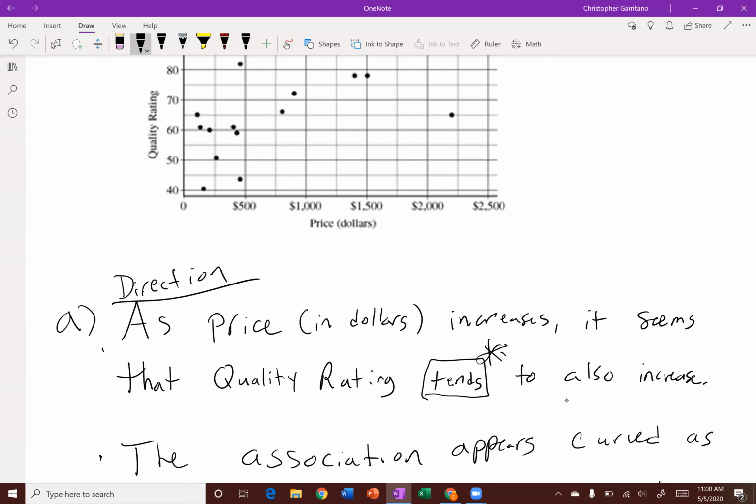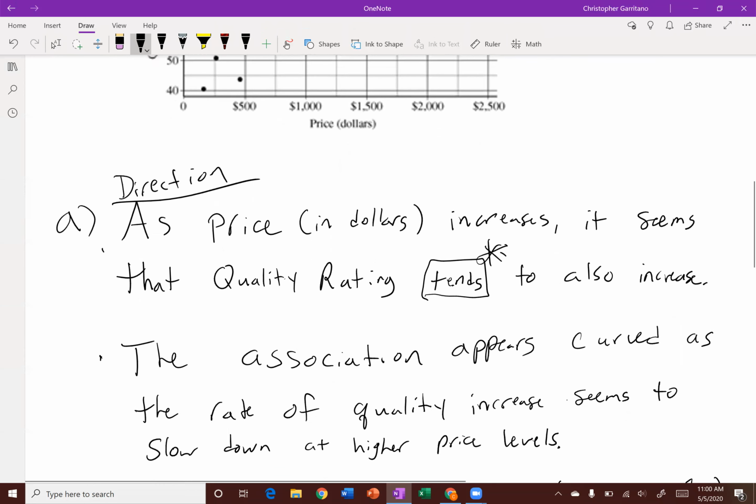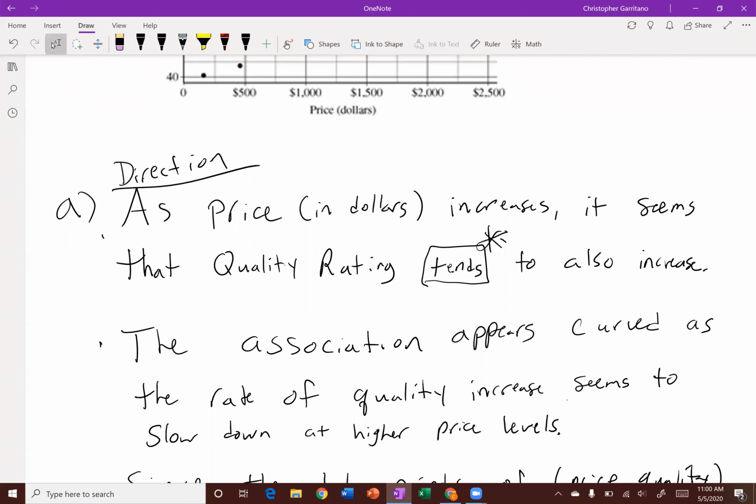And this, of course, is a sentence referring to the direction. Next, the association appears curved. So this is the form. And I think it's important that you at least try to explain why you're saying curved or linear. So don't leave your answer all alone without any explanation. So I go on to say that the association appears curved as the rate of quality increase seems to slow down at higher price levels.